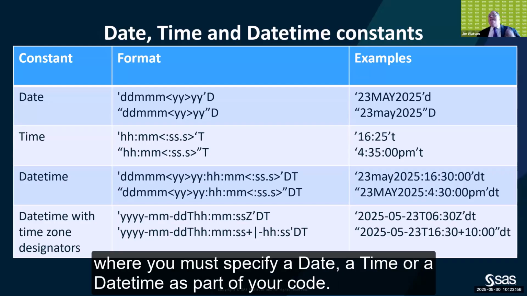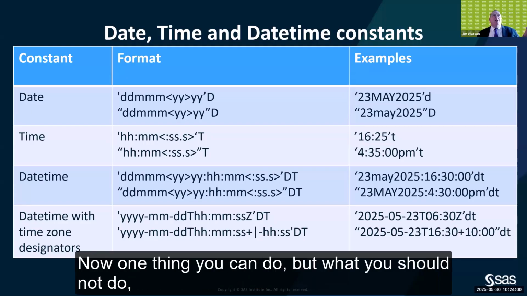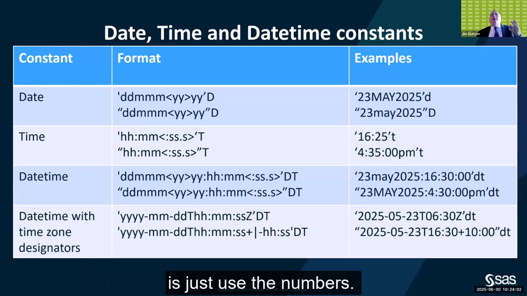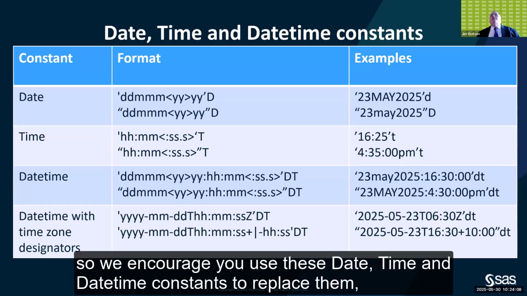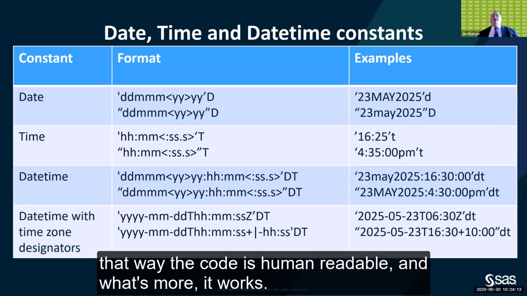But occasionally it is necessary, and this is also covered in Programming Level 1, where you must specify a date, a time, or a datetime as part of your code. Now, one thing you can do, but what you should not do, is just use the numbers. That'll work, but it's kind of a nightmare for people to read. So we encourage you to use date, time, and datetime constants to replace them. That way the code is human readable, and what's more, it works.